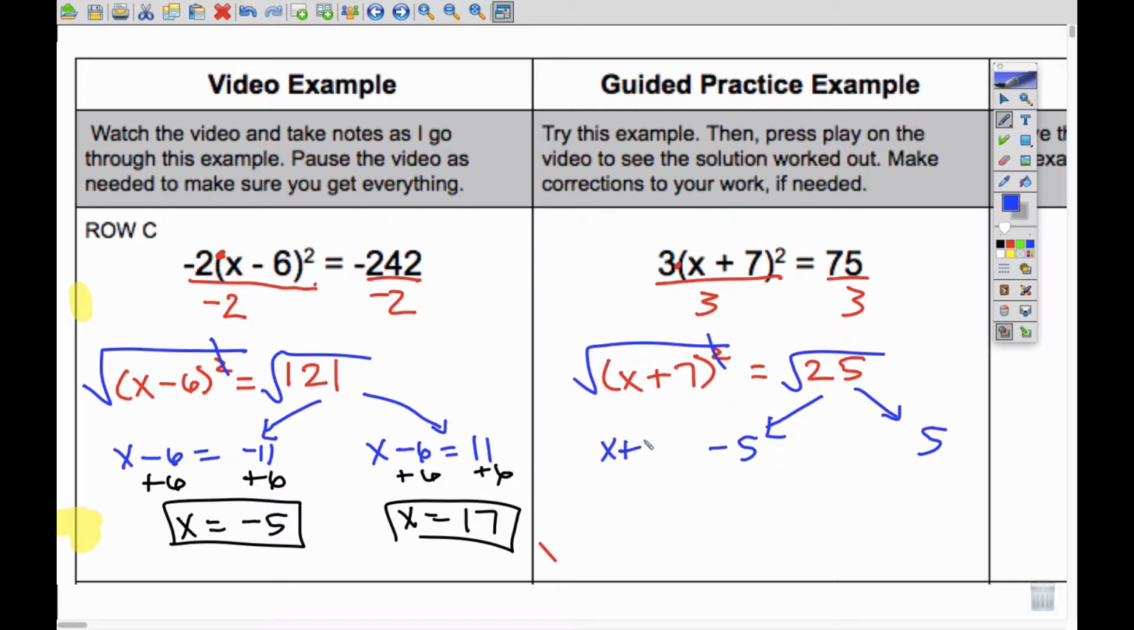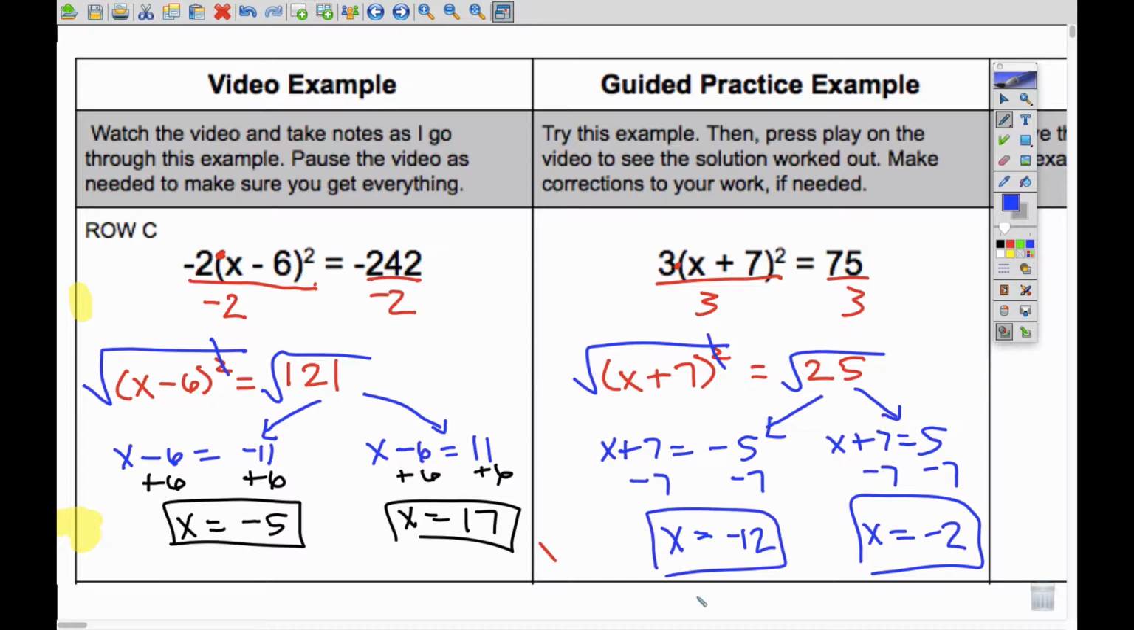So I have x plus 7 is equal to -5. Over here I have x plus 7 is equal to positive 5. Then I solve each of these equations. Subtract 7 from both sides, so x is equal to -12. And over here, x is equal to negative 2.